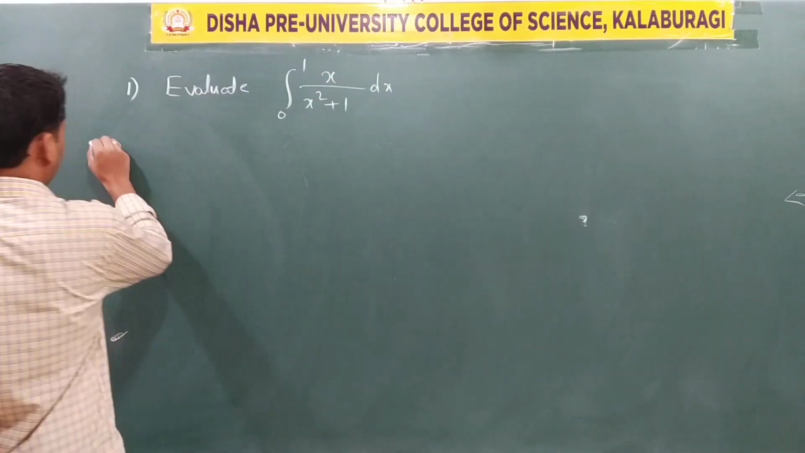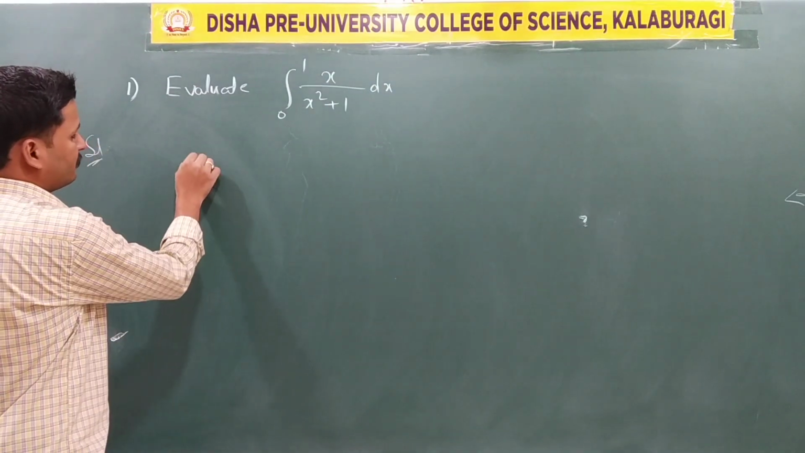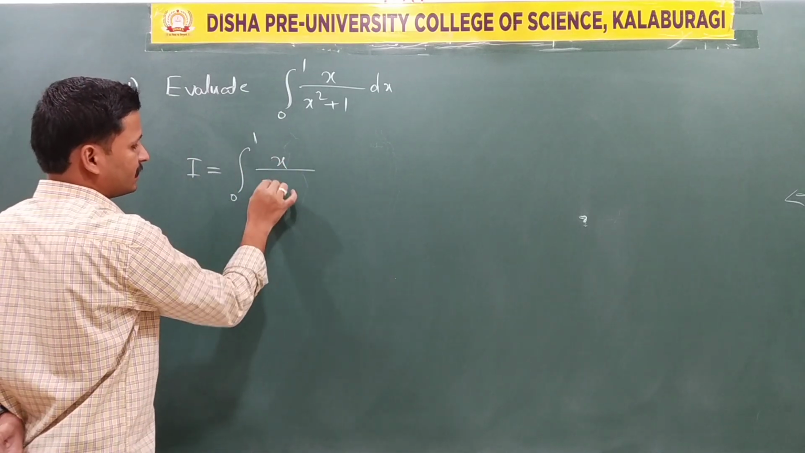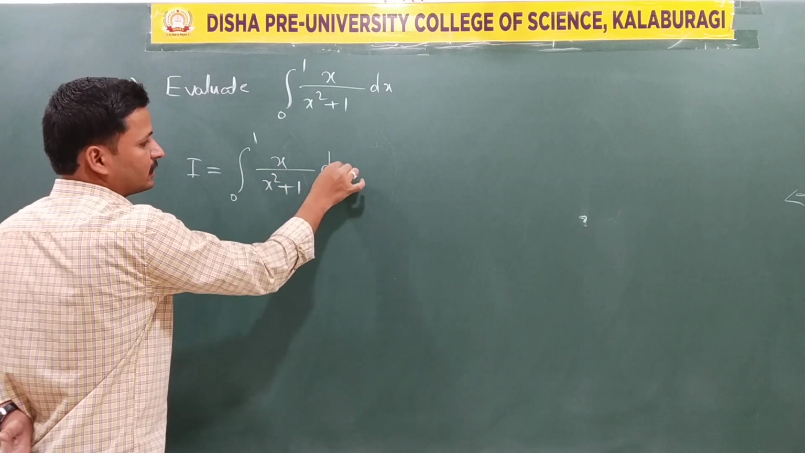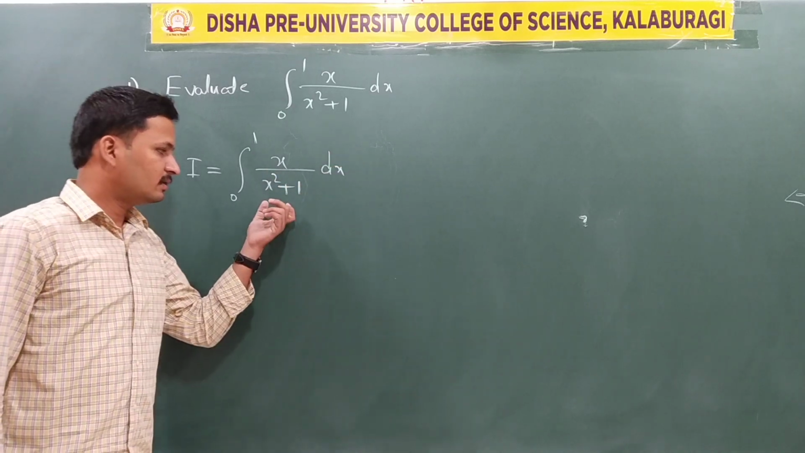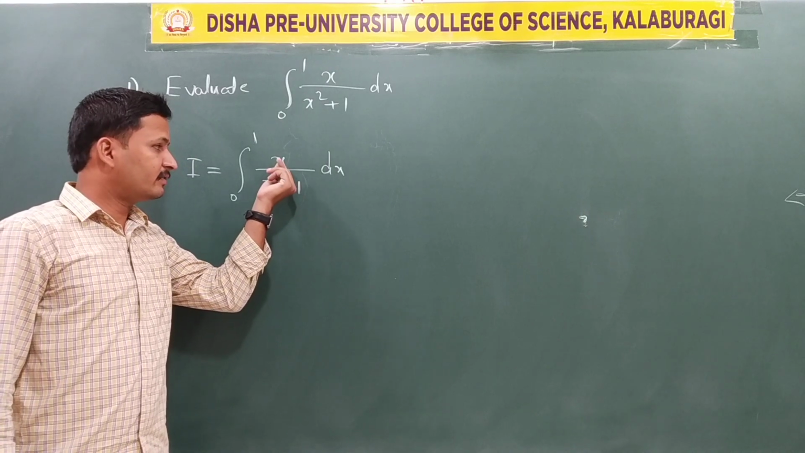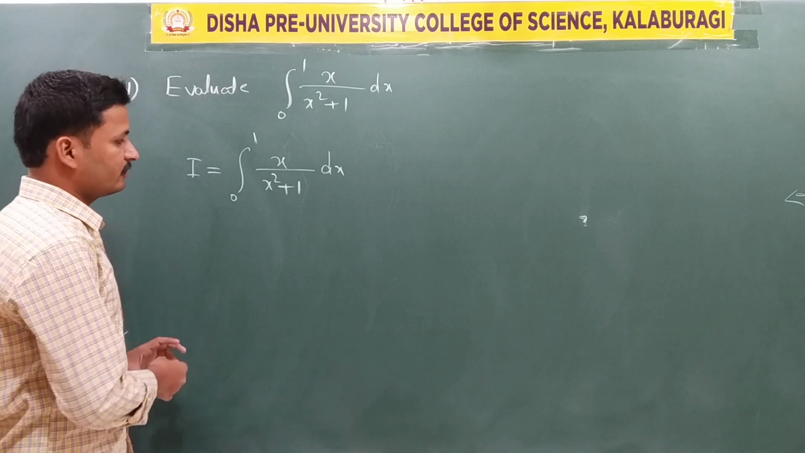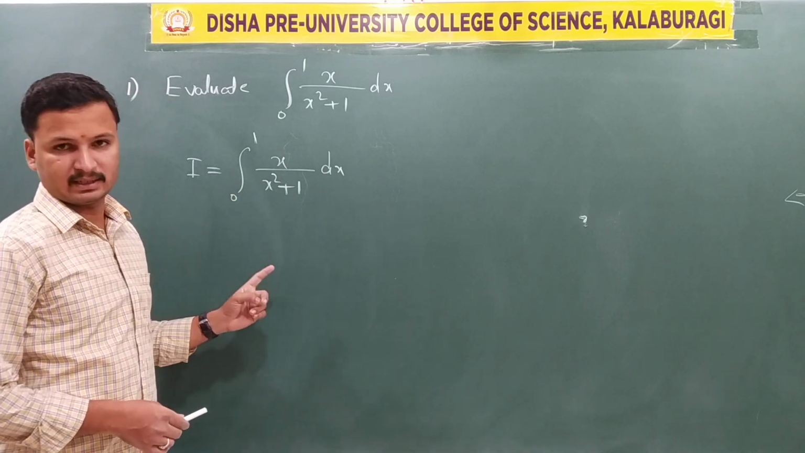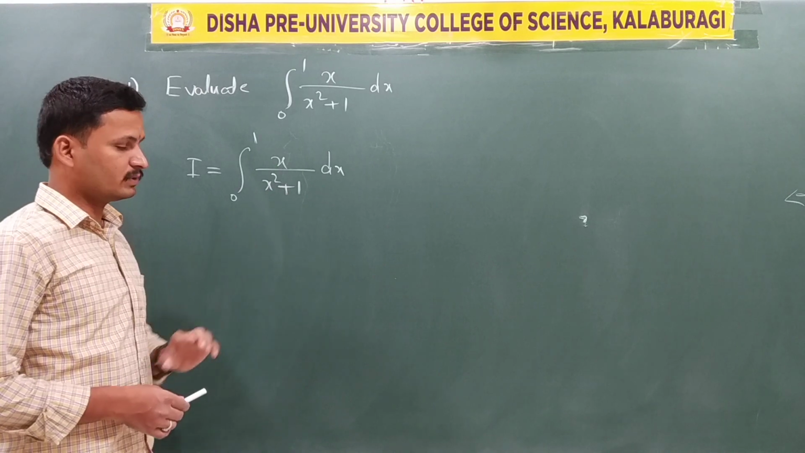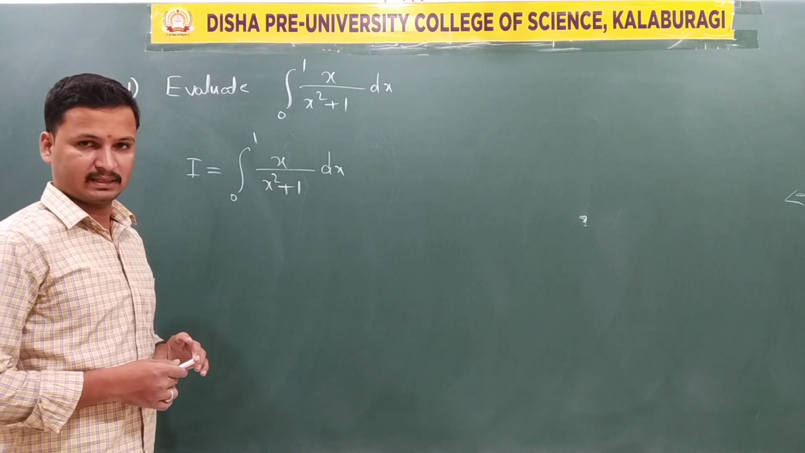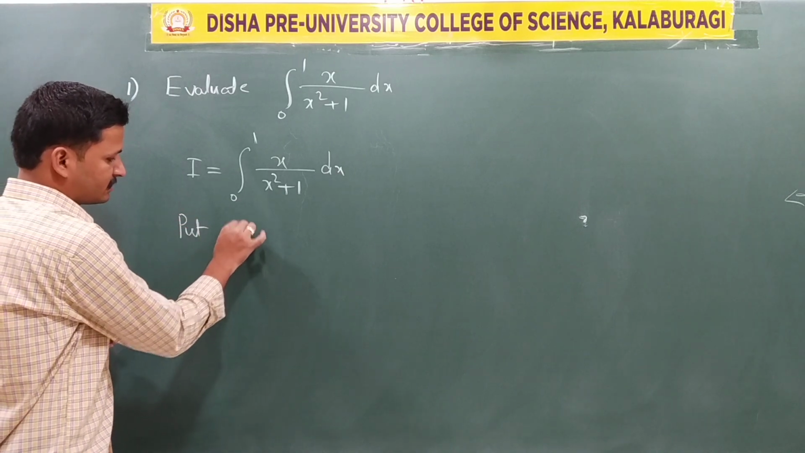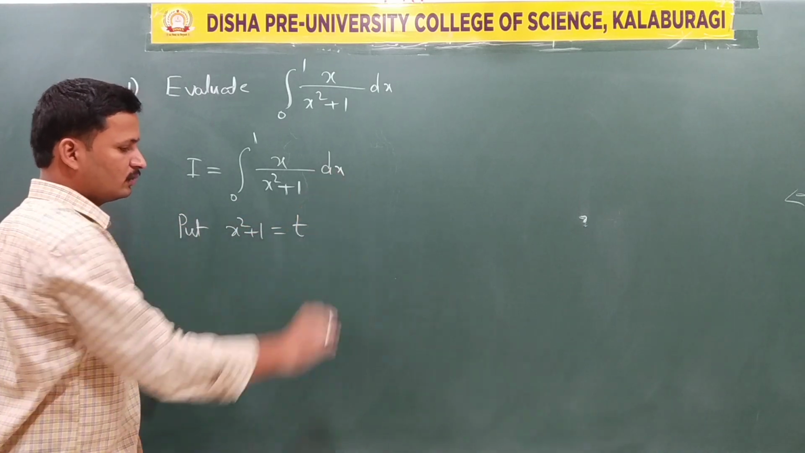Solution. Given integral I equals the integral from 0 to 1 of x divided by x square plus 1 into dx. So how to find the antiderivative of the integrand x divided by x square plus 1? Here we need to use the substitution method. Put x square plus 1 equal to some variable, say t, and solve it.